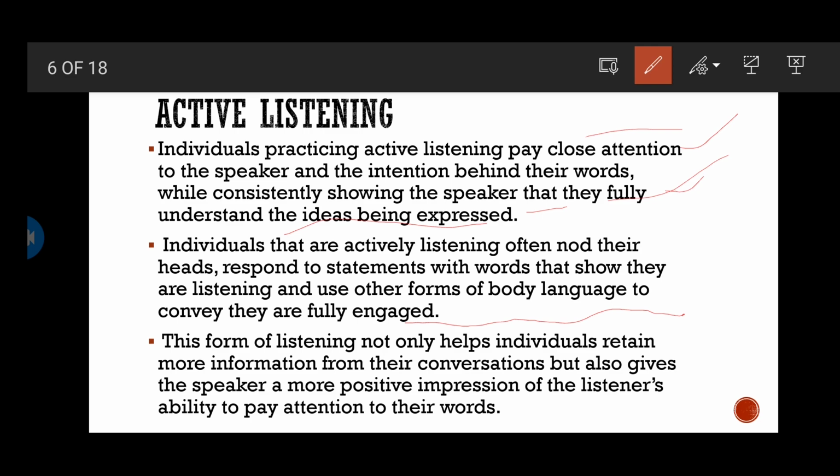Due to active listeners, the speaker may deliver more speech, even becoming more enthusiastic towards the listeners. You can see this kind of attitude from active listeners.